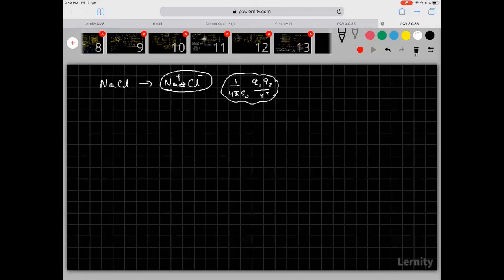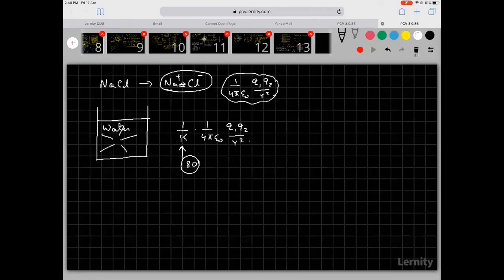Now suppose I add it in water. Now in water, what will happen? The force will become 1 by K times 1 by 4 pi epsilon naught. K for water, I am telling you, is 80. What does it mean? It means that the electrostatic force inside water has become 80 times less than what it was in air. So now separating the ions becomes easy. This is what water does. Water is able to separate the ions.